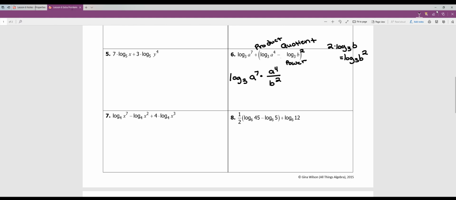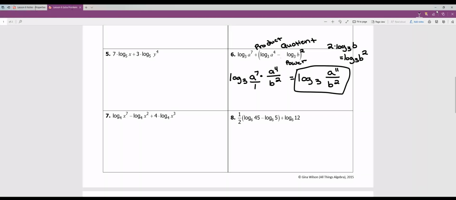Now this a to the 7th is the same thing as a to the 7th over 1. And when I multiply fractions, it's top times top and bottom times bottom. So I'm going to get log base 3 of a to the 11th over b squared. Now a and b are not like terms, so I cannot simplify this any further. And this is my final answer for number 6.